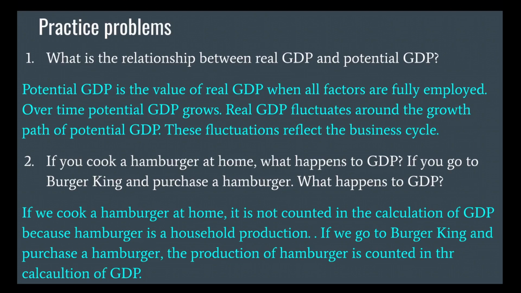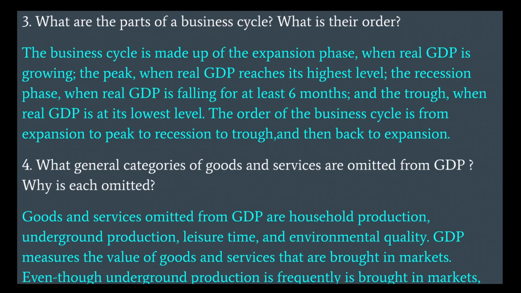What are the parts of a business cycle? What is their order? The business cycle is made up of the expansion phase, when real GDP is growing, the peak when real GDP reaches its highest level, the recession phase when real GDP is falling for at least 6 months, and the trough when real GDP is at its lowest level. The order of the business cycle is from expansion to peak to recession to trough and then back to expansion.